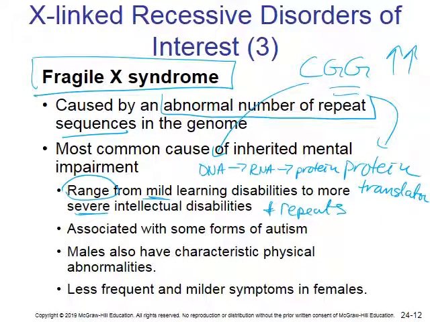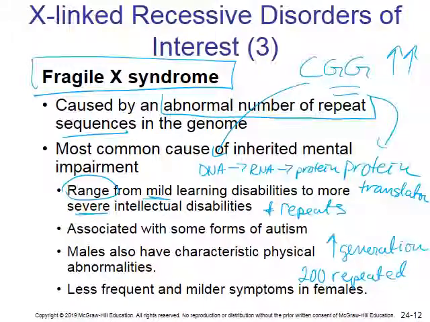And also we'll see this increase through generations. So it seems to get worse as we pass on these repeated sequences, and maybe they repeat again. So sometimes we could have over 200 repeated CGG sequences, and then you would have more severe intellectual disabilities.